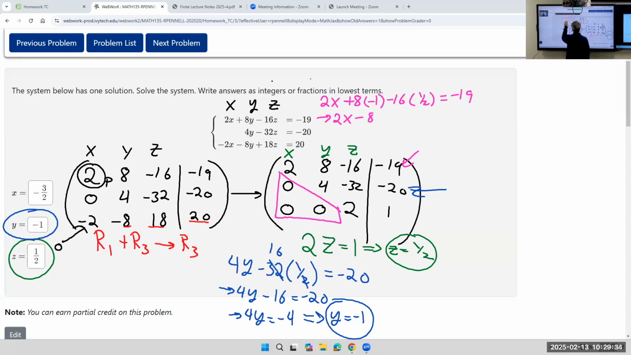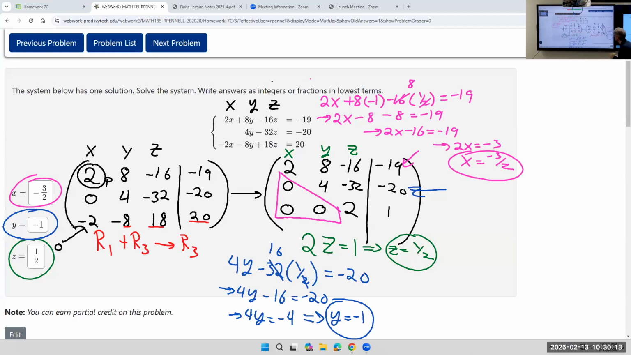Minus 8, and then that's going to give me another 8 equals negative 19. So that's saying that 2x minus 16 equals negative 19. And that says 16 minus 19 is equal to 2x. And that gives me a negative 3, and x equals negative 3/2.